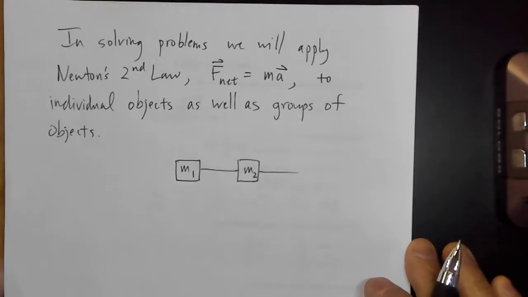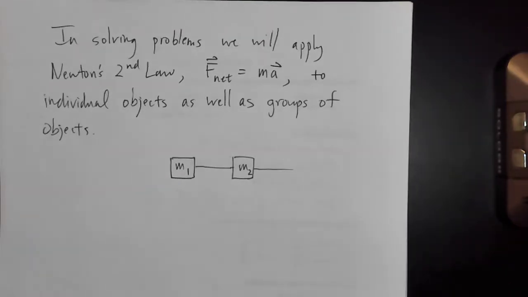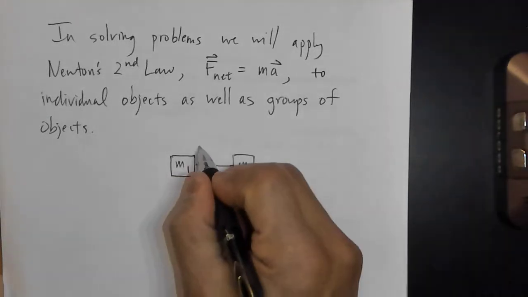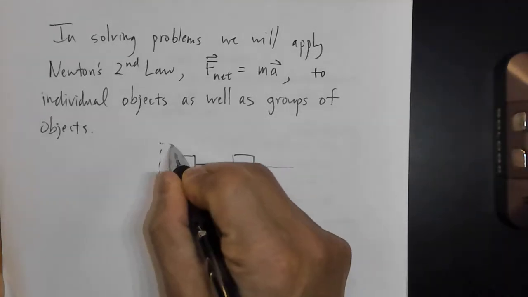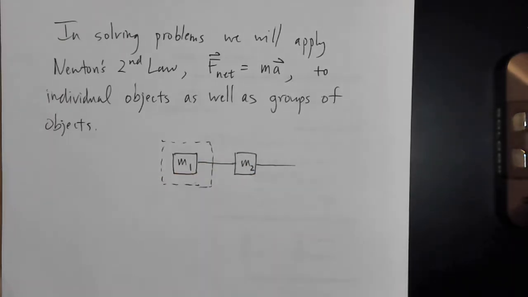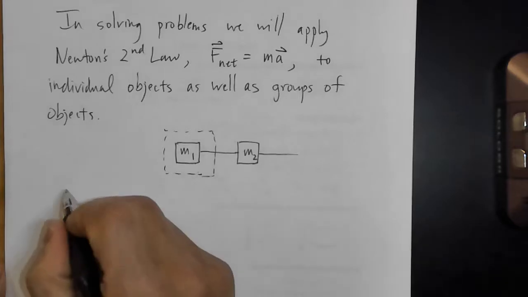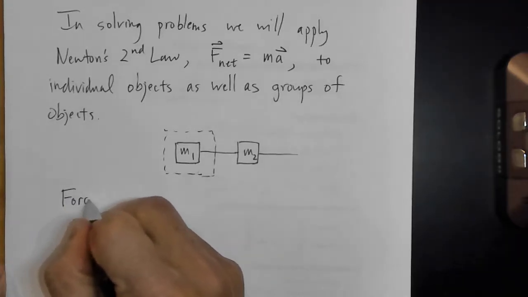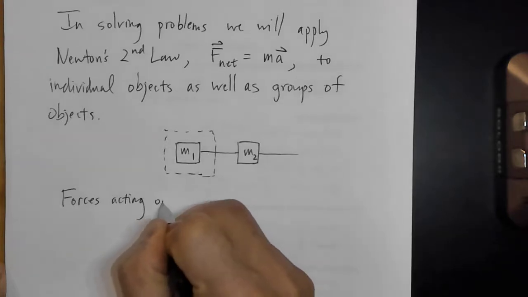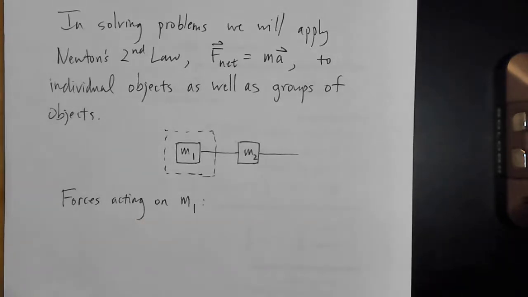But in this example, we might analyze what happens to mass number 1. So we could take this guy. I'm just going to put a little dotted box around it. So we're focusing on M1. What we would do is say, what are the forces acting on M1? Okay. Let's just imagine we're in outer space, so we don't have to worry about gravity for this little example.